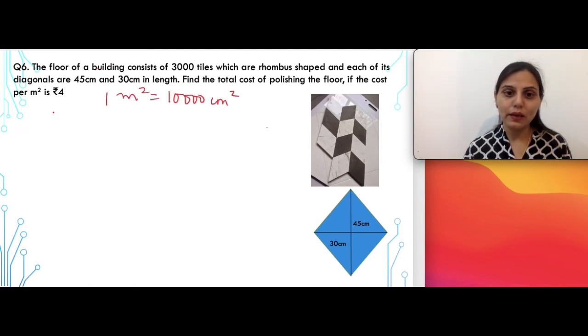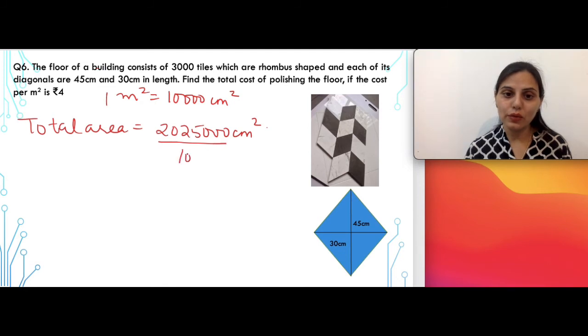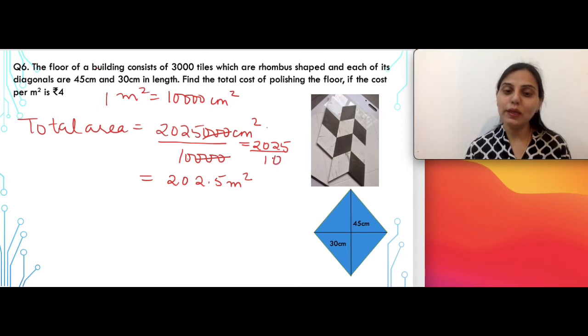Let's convert the area. The total area that we got was, we write along with the units. So in order to convert, we divide it by 10,000, or this can also be written as 202.5 meters square. Now how did we get this? We can directly cancel 3 zeros with this, and then we get the fraction 2025 divided by 10. So after converting it into decimals, we get the answer as 202.5 meters square. I hope this step is clear to you.